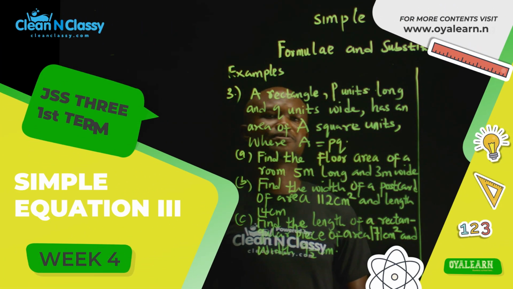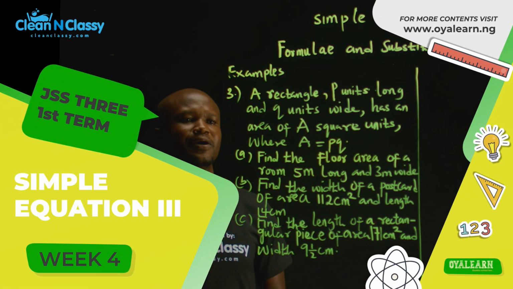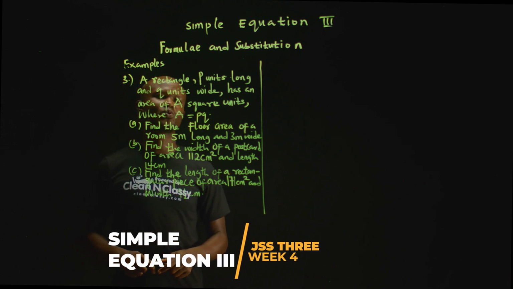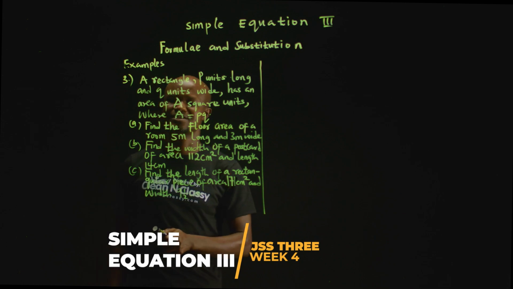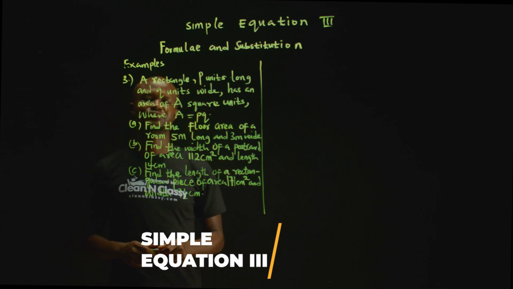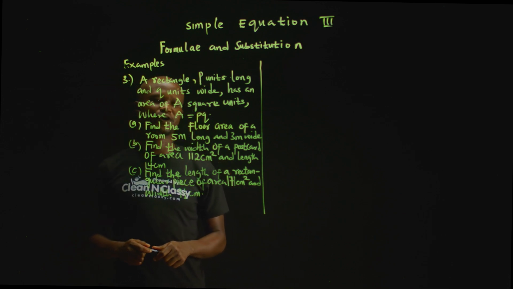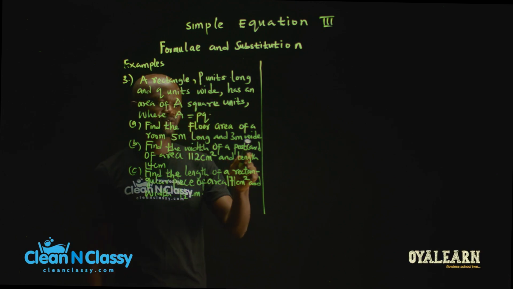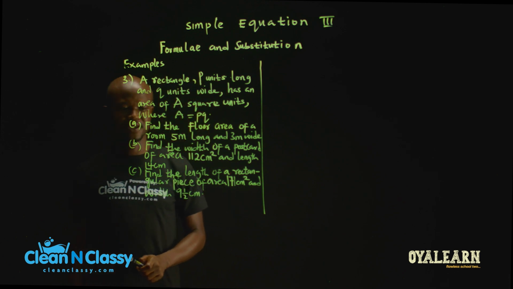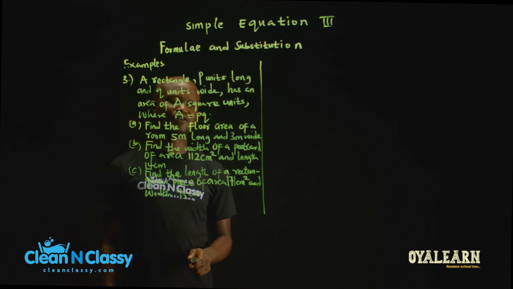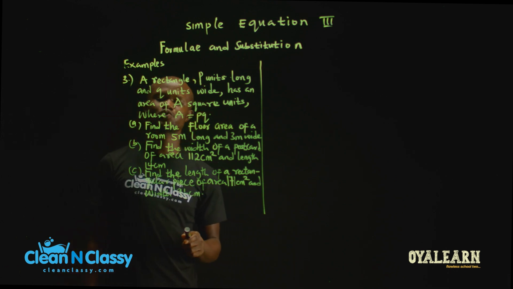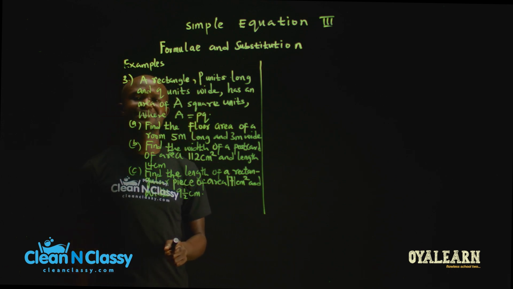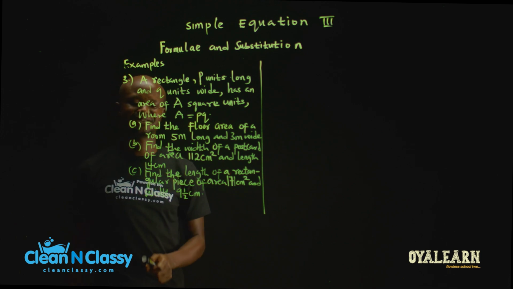A rectangle P units long and Q units wide has an area A square units, where A equals PQ. A. Find the floor area of a room 5 meters long and 3 meters wide. B. Find the width of a postcard of area 112 centimeters squared and length 14 centimeters.